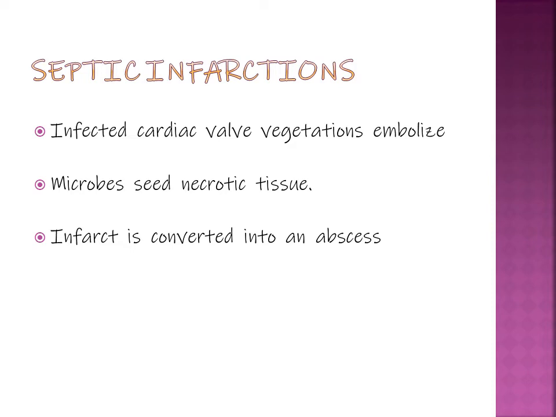Talking about septic infarct, they occur especially in the case of valvular vegetations. These valvular vegetations embolize, or the microbes or bacteria from these vegetations seed the necrotic tissue. In these cases, the infarct is ultimately converted into necrotic tissue, and the necrotic tissue results in the development of an organizing abscess, an abscess that consists of abundant necrotic debris along with acute and chronic inflammatory cell infiltrate. So this is a brief description of the septic infarct.